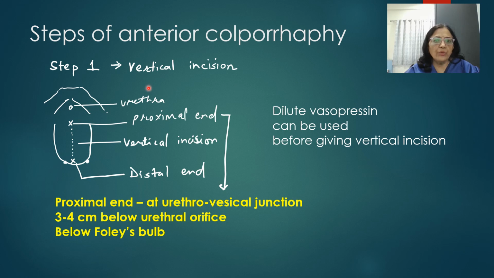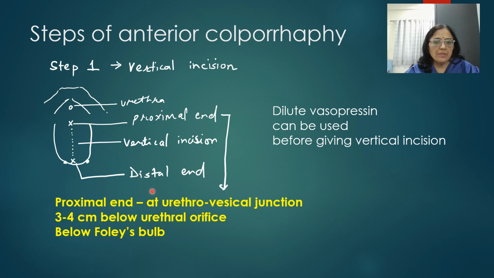First step is how we give the vertical incision. Now this is the urethral orifice and this is the proximal end of the midline incision. This is the distal end, so this is the vertical incision which has been given. What is important is how to decide the proximal end, where to take the midline incision with respect to the urethral orifice, how far we should be from the urethral orifice.